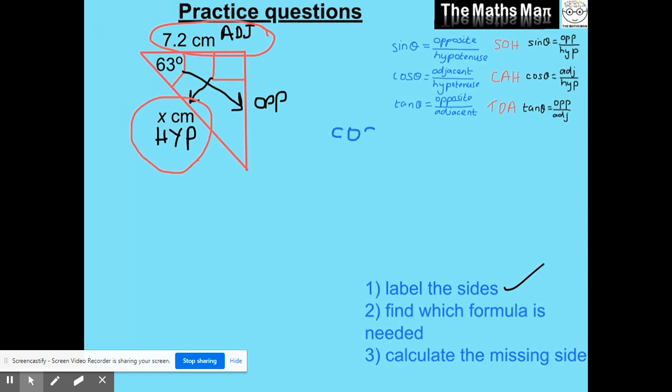Let's write down our formula. Cosine theta equals adjacent over hypotenuse. Remember, theta is the angle that they gave us, so cosine of 63 equals the adjacent, which is 7.2, and the hypotenuse, which is x. This is a little bit different than the last problem because now x is in the denominator.